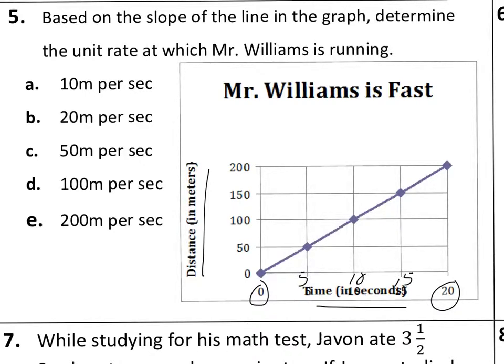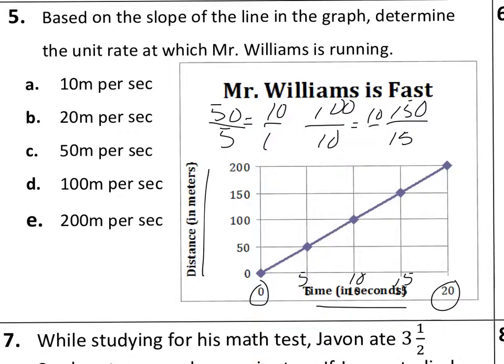So if I look at it from 0 to 5, he increases 50. If he goes 50 over 5, then he can go 100 meters in 10 seconds, and 150 meters in 15 seconds. If I look at all of these, they reduce to the same thing. He can go 10 meters in 1 second. These all reduce to 10 over 1. So Mr. Williams is fast. He's running at 10 meters per second. That's letter A.